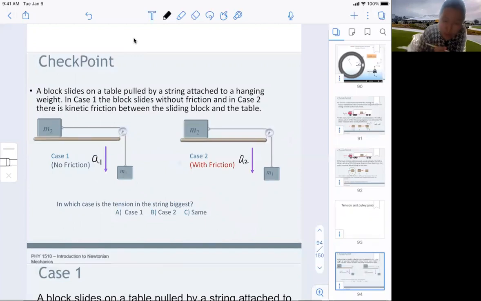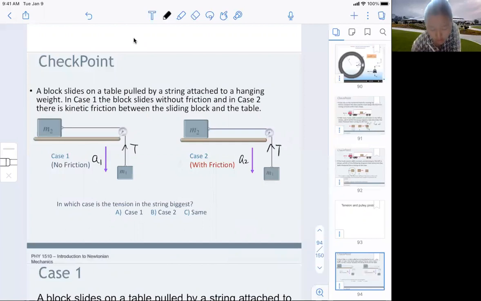And if there's some friction between mass 2 and the surface, there is another acceleration of mass 1 and 2. We call it A2. And there's tension inside the string, right? So here's the tension, here you have your tension. In which case is the tension in the string biggest?